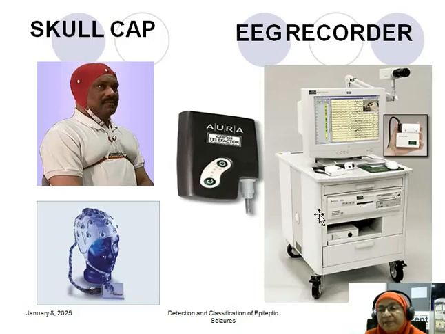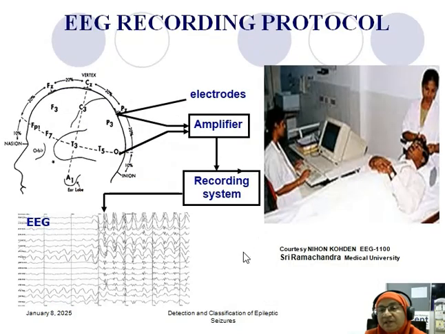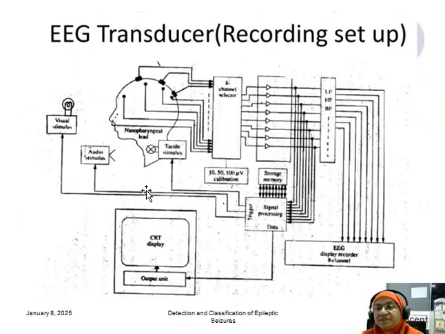The skull cap and the EEG recorder. This is a recording protocol. You have the electrodes placed here. They will be connected to a preamplifier, then a recording system. You will get the EEG like this. This is taken from Sri Ramachandra Medical University.